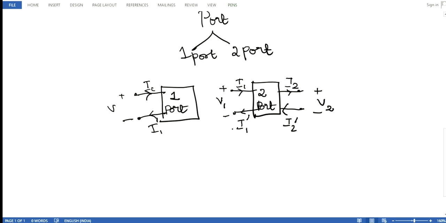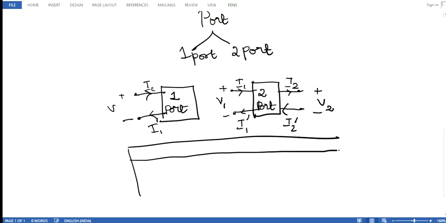Clear? So these are the basic diagrams. Now the difference between a single port and two port network. So let us see the difference. The important question is the difference between one port versus two port networks. So make a tabular column. You just follow in your class notes. Clear? So this is one port. The difference between one port and two port is a very important concept.